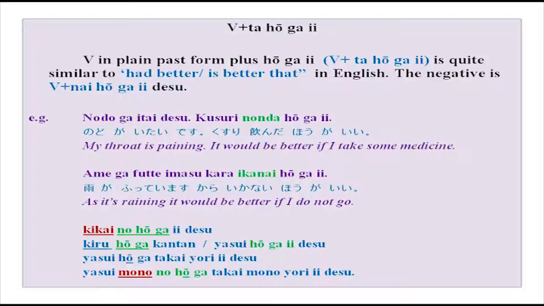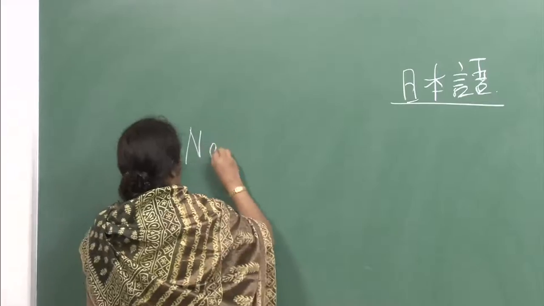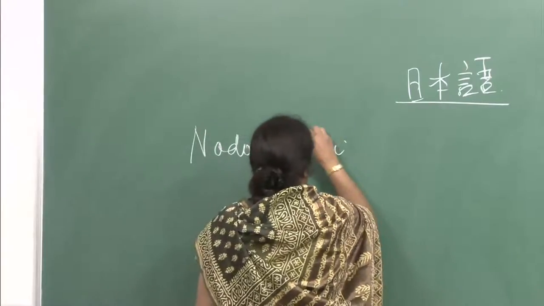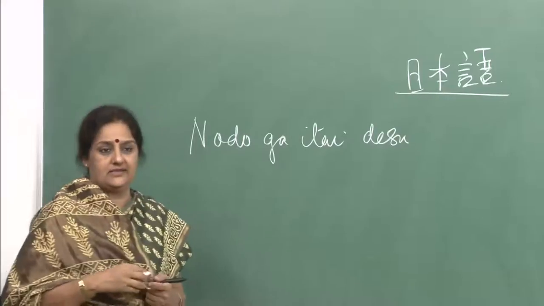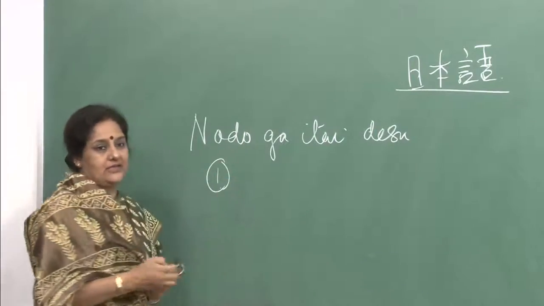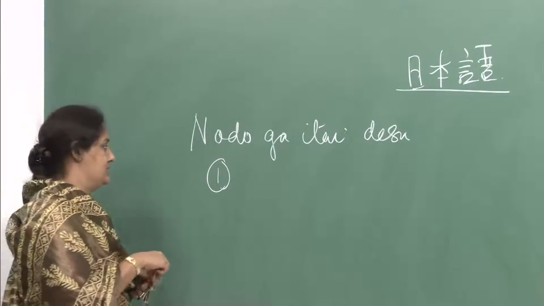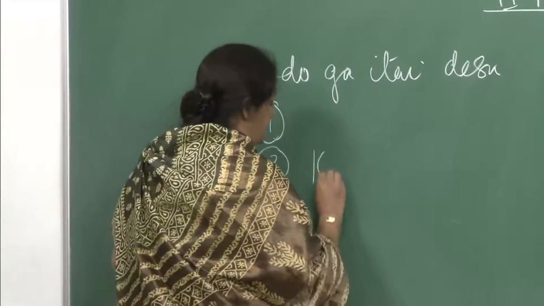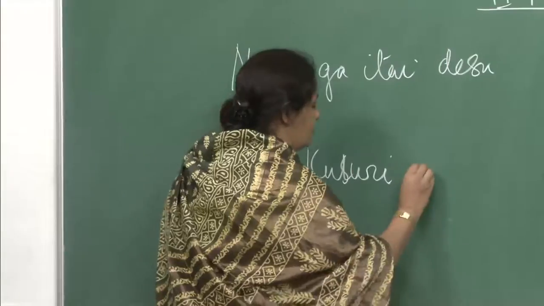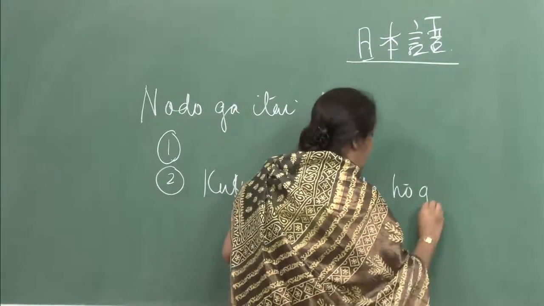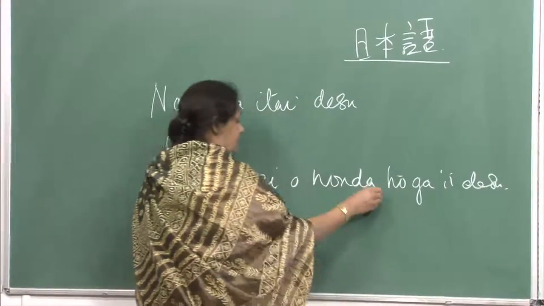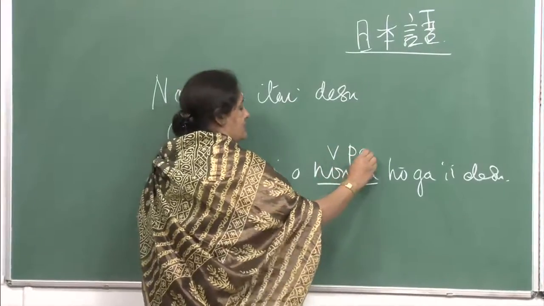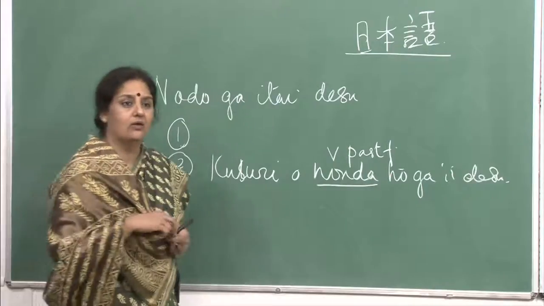Now, this doesn't make much sense. It will start making sense when you read this. Nodo ga itai desu. Kusuri nonda hou ga ii desu. So, nodo ga itai desu. One answer is kusuri o nonde kudasai. Please have medicine. Please take your medicine. The second answer could be it is better that you have medicine now. So, kusuri o nonda hou ga ii desu. Verb in past form over here. Nonda hou ga ii desu.